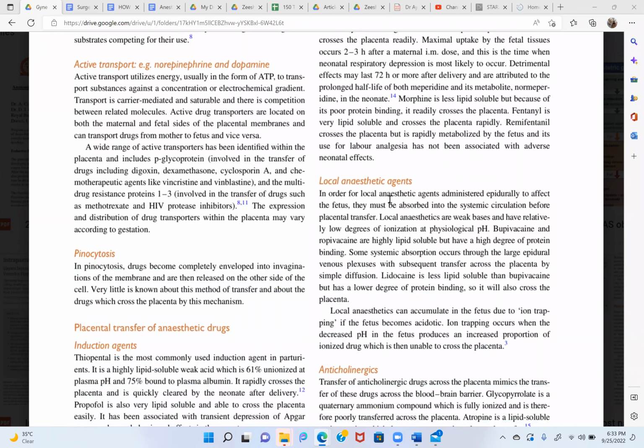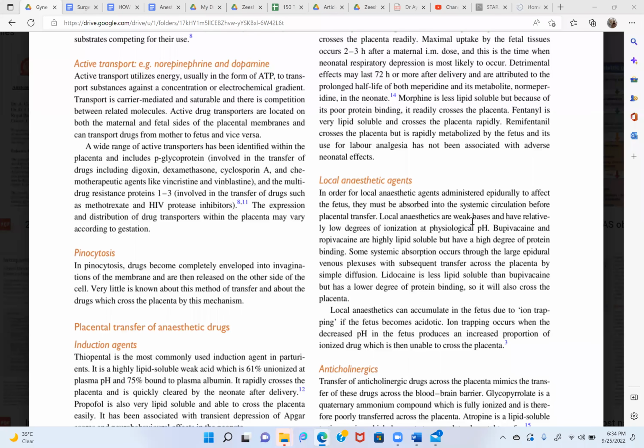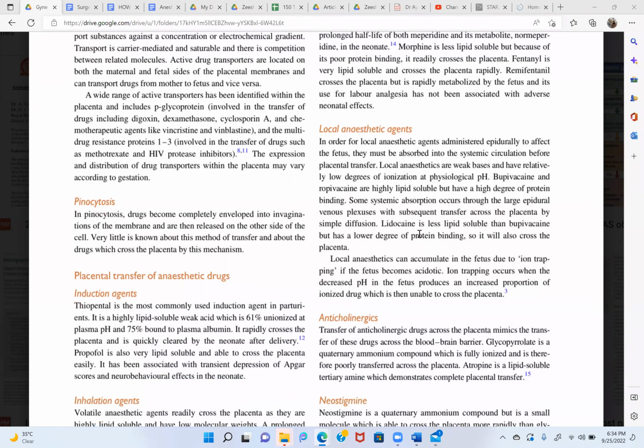Similarly, local anesthetic, no effect. It is highly protein bound, so it will be through the systemic circulation if you are giving epidurally, so it will not have much clinical effect. This local anesthetic can accumulate in the fetus due to ion trapping if the fetus becomes acidotic, because of what you call the double Bohr effect.